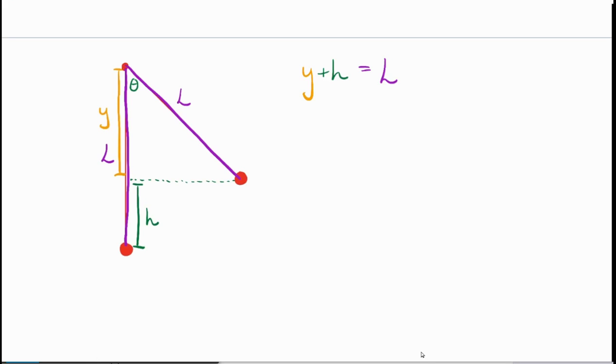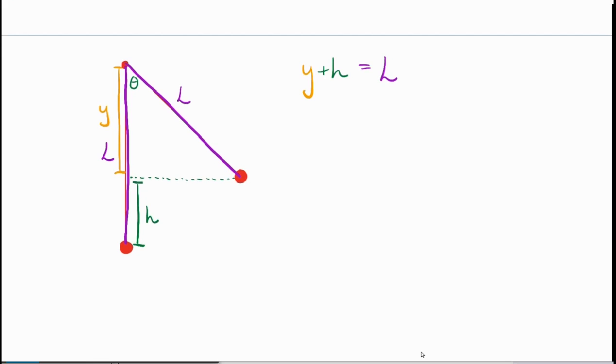So if I know the length of my pendulum, I'm going to solve for y. So length is hypotenuse and y is adjacent. So that means I'm going to use cosine. So cosine of my angle theta is equal to adjacent, which is my y, divided by my hypotenuse, which is L. And then I'm going to move it around so I can solve for y. So I'm going to multiply both sides by L, and I have L times cosine of theta is equal to y.